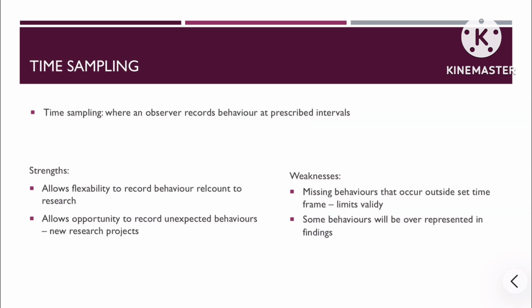Time sampling. This is where the researcher records behavior at prescribed intervals. This allows for flexibility to record behavior reluctant to research. This allows for opportunity to record unexpected behavior, new research projects. Weaknesses. Missing behaviors that occur outside of the set time frame. Limited validity. Some behaviors will be overrepresented in findings.